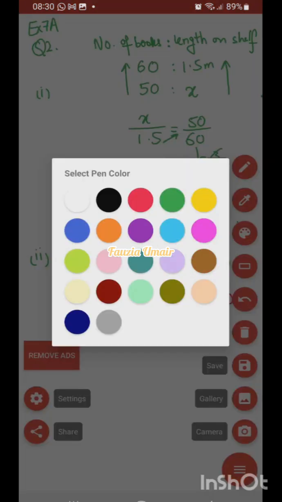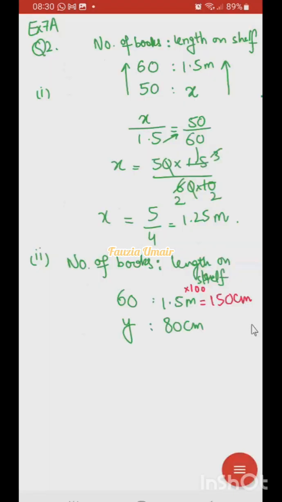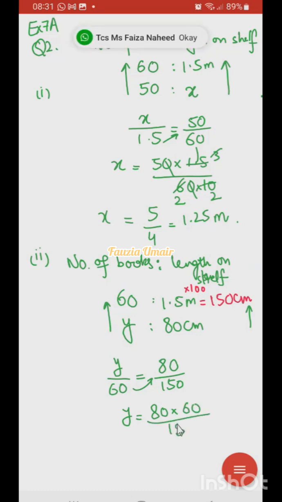Because the units are the same now, we can compare them. It's also a direct proportion question, so you will put arrows in the same direction. So 4 by 60, y by 60 is equal to 80 by 150, right? Now take this 60 to the other side of the equation. So y is equal to 80 multiplied by 60 divided by 150, sorry.